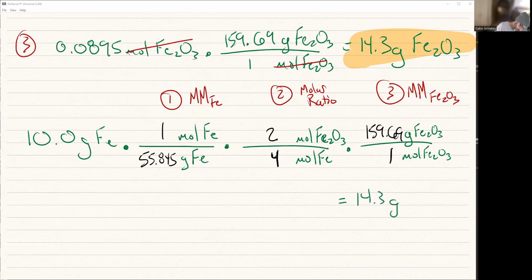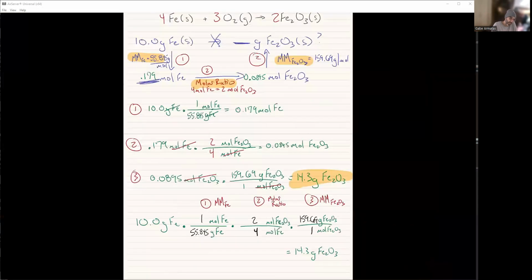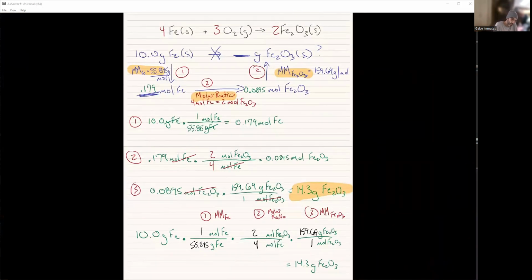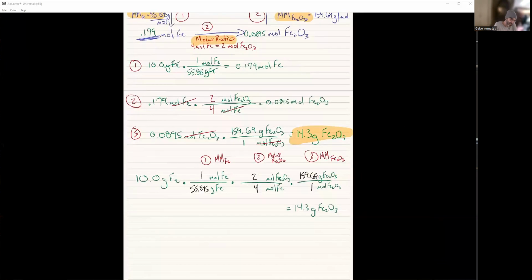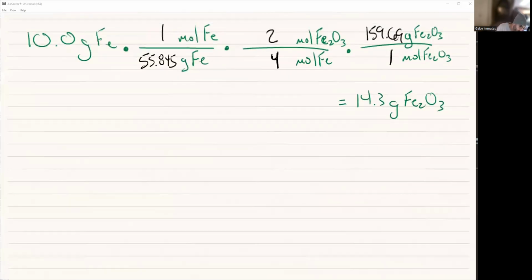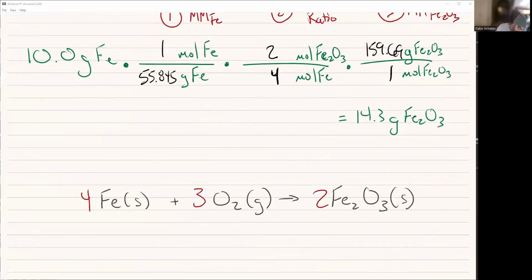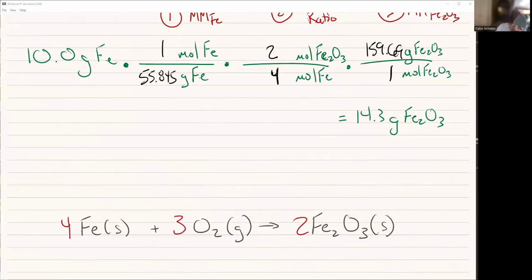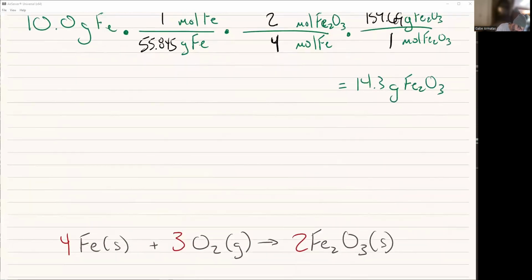14.3 grams of Fe2O3. So again, we are proceeding just across, and we do all of those steps in line as opposed to doing them one at a time. It's much easier to do it that way. So my question to you is, if I start with 10 grams of iron, I'll just put this bullet down below because I'm going to use it in a second.